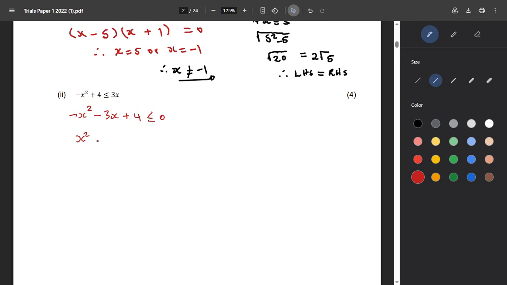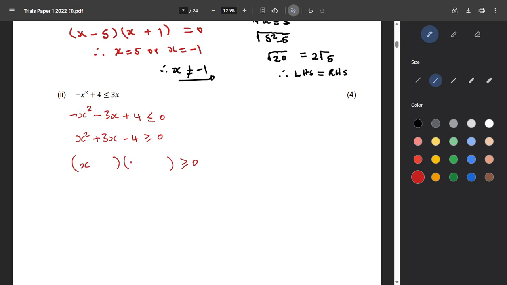This gives us x squared plus 3x minus 4 greater or equals to 0. You see, when you divide by negative, the sign of the inequality changes. Then that's when you can factorize the problem. Okay, so let's see what we get when we factorize this.